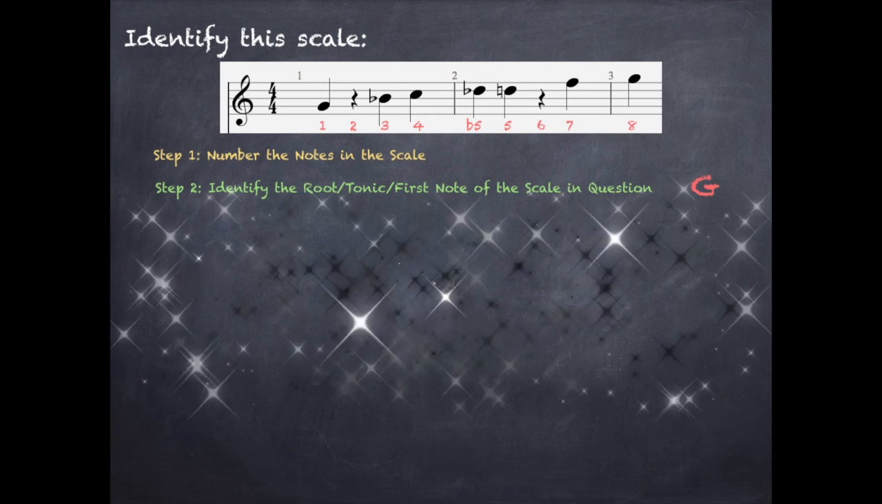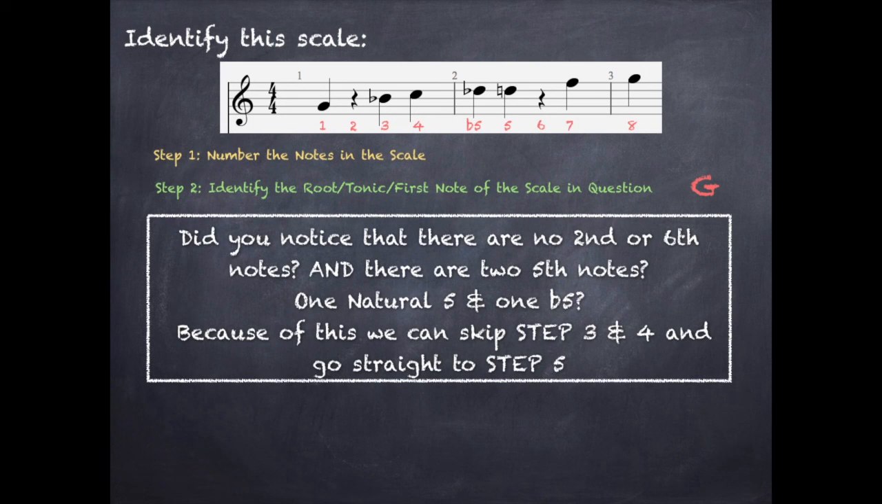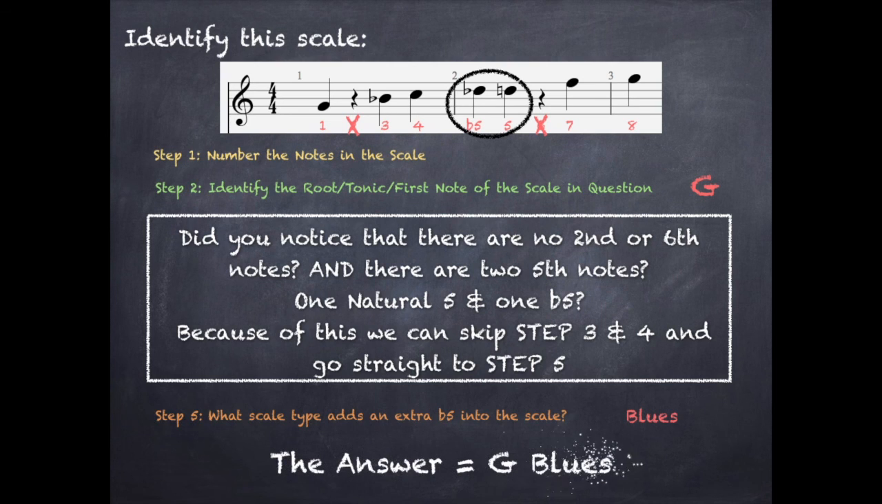So, firstly, did you notice that there are no 2nd or 6th notes, and that there are 2 5th notes? One natural 5 and one flat 5. Because of these identifying features, we can actually skip step 3 and 4 and go straight to step 5. So, what type of scale adds an extra flat 5? There's only one type of scale that uses the flat 5, so we can hone in on this element. And the answer is a blues scale. So, this type of scale is a G blues scale.